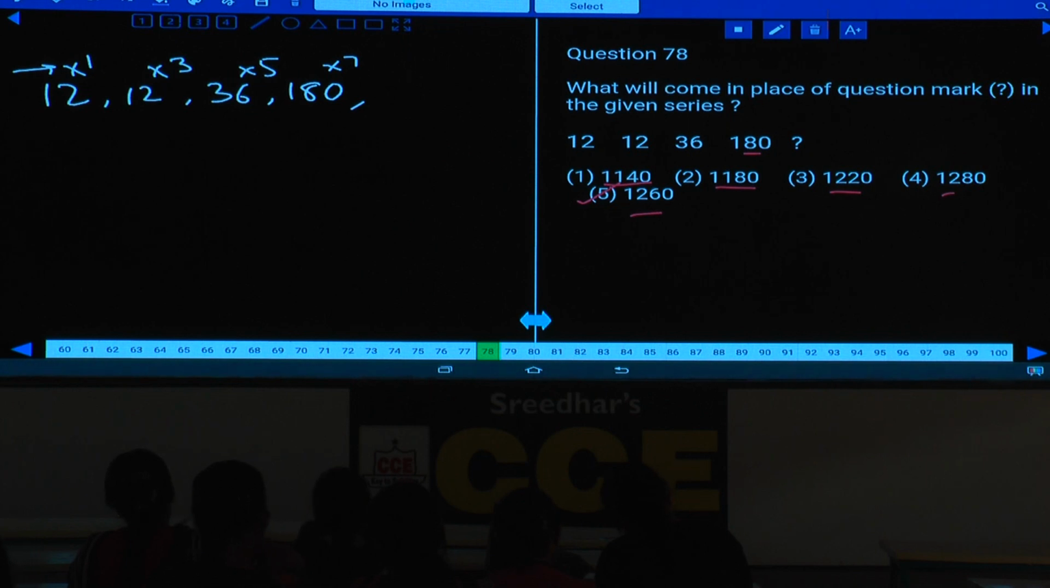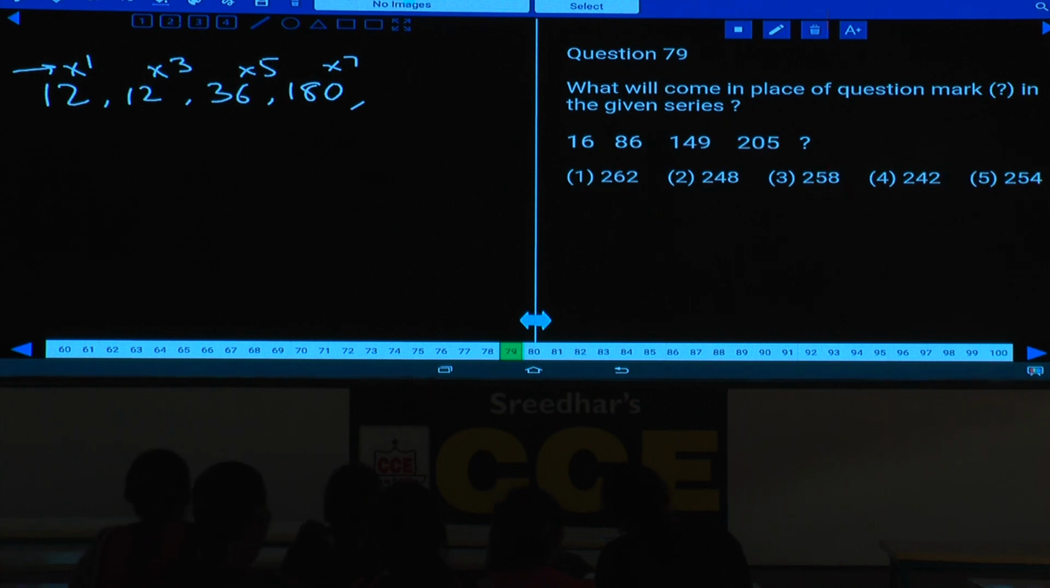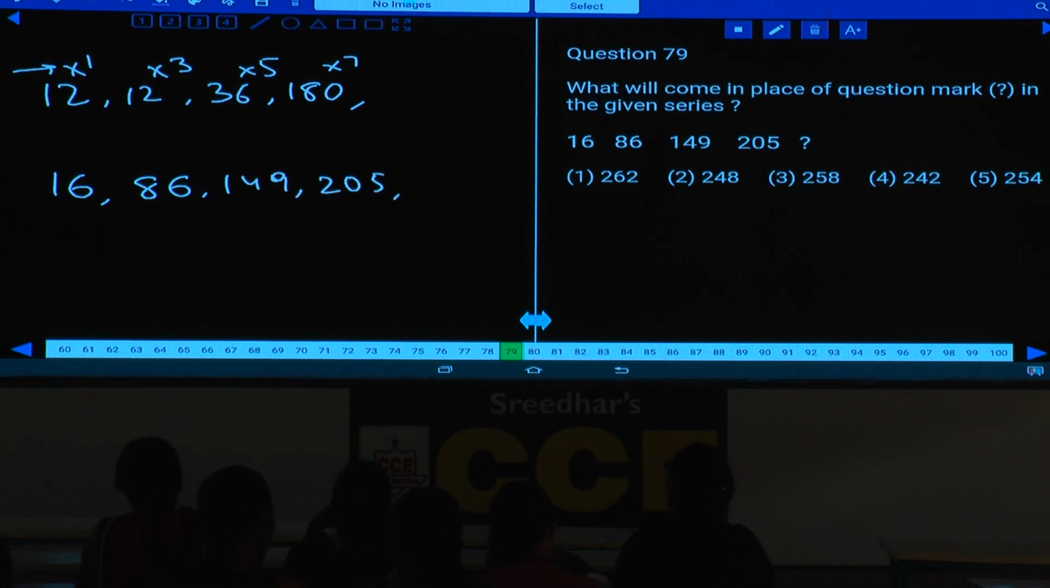Then next one, question number 79. Now in this 79, 16, 86, and next one 149, 205. Now the numbers are increasing at a smaller rate. It must be under difference. Then check out the difference here, 149 and 205. Now 16 and 86, the difference between these two is so much? Plus 70. And 86 and 149. Tell me the difference here. 63. 63 is the difference.